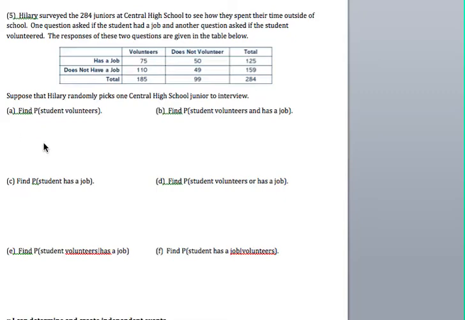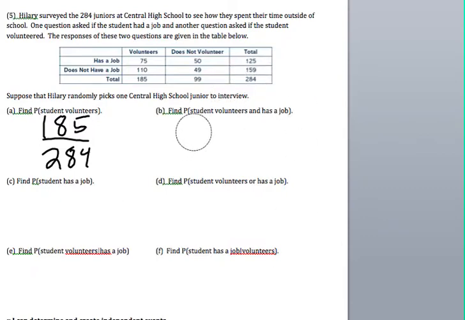Moving on. Find the probability that someone selected at random is a student volunteer. Well, we have our total people, 284. And then of those 284, we have 185 total volunteers. Right. So I want to point something out. If they do not tell you that it should be out of people with a job or out of people without a job, anytime it's not conditional, you always assume you're using that total as your denominator.